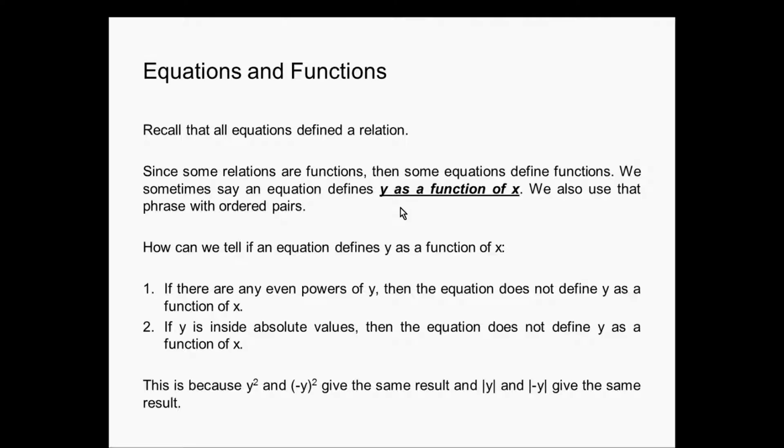This is because y squared and negative y squared give the same result. Like 2 squared and negative 2 being squared, they both give you 4. And absolute value of y and absolute value of negative y give the same result. Absolute value of 2, absolute value of negative 2, they're both 2.